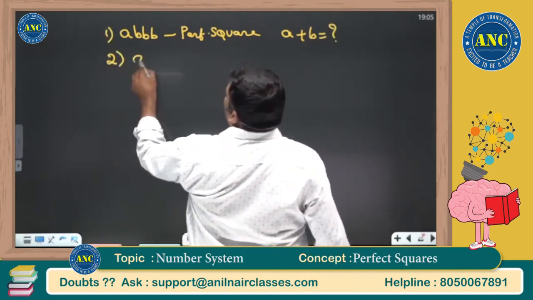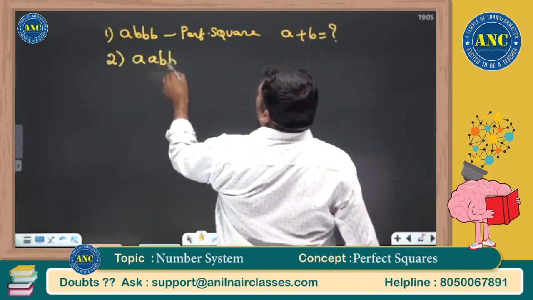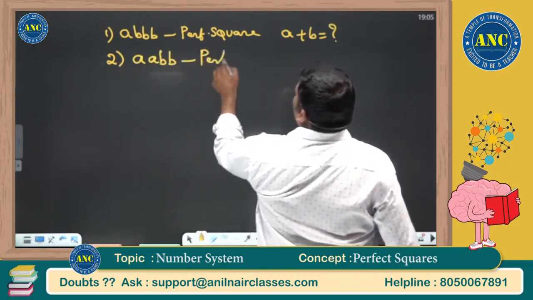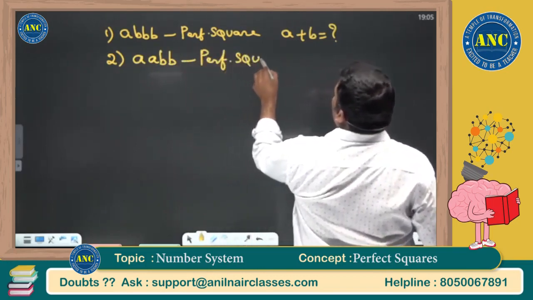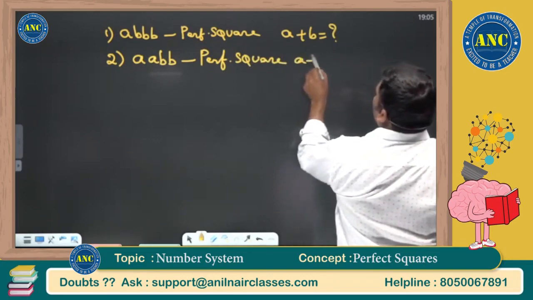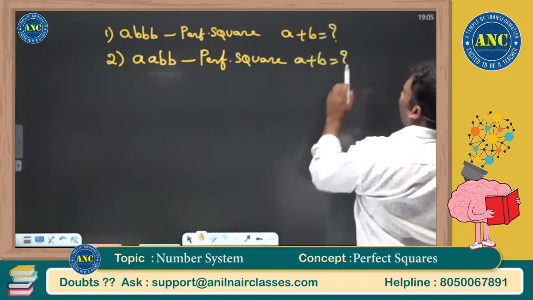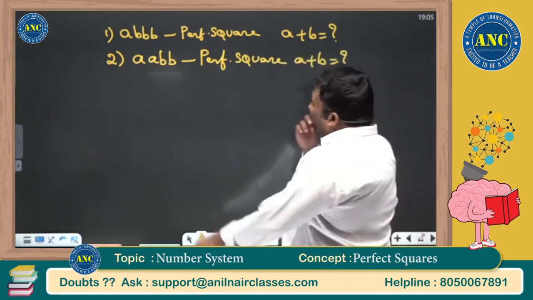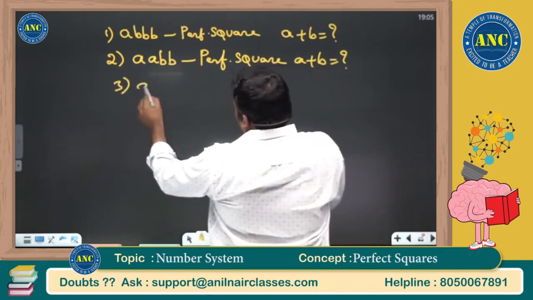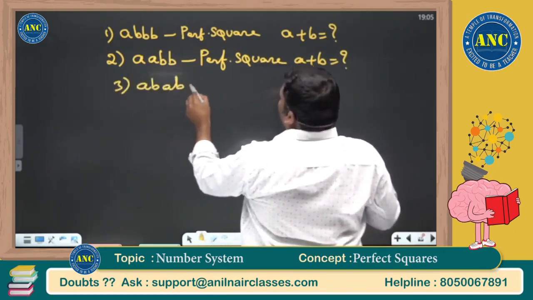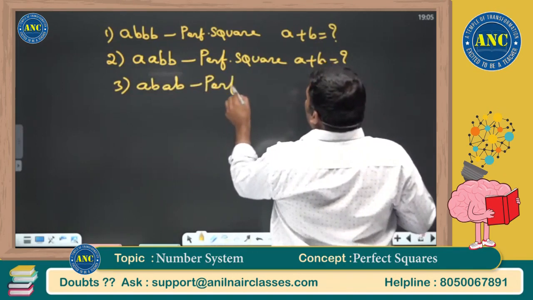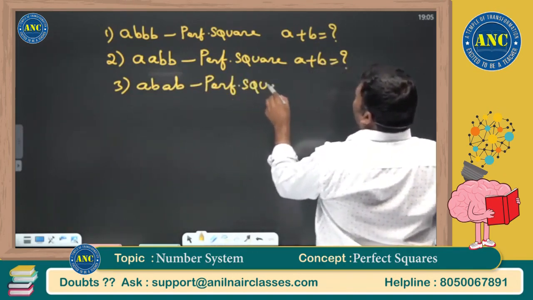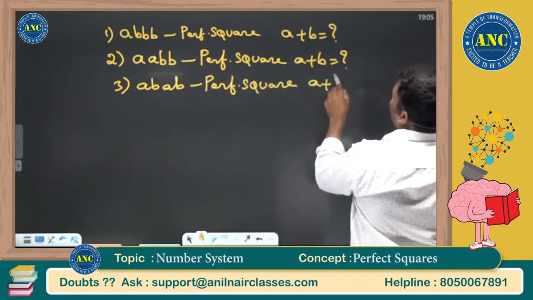Second, it is an original CAT question. AABB is a perfect square. Find A plus B. AB is a perfect square. A plus B.